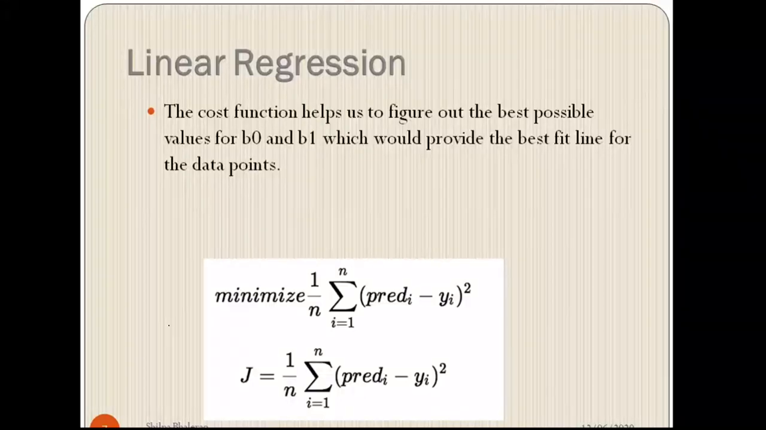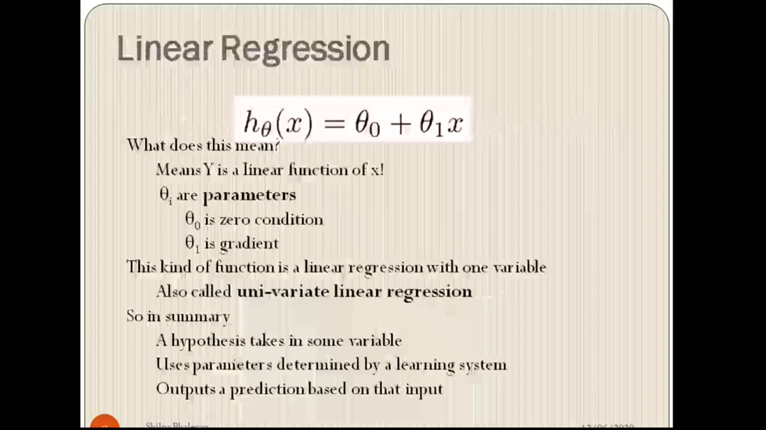So what we are doing is tuning the parameters B0, B1 or W0, W1, that is M and B. This gives the best fit line. This MSE function is known as the cost of the algorithm. Clear to all of you?